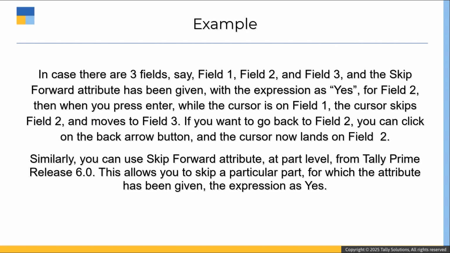Similarly, you can use the skip forward attribute at part level from Tally Prime Release 6.0. This allows you to skip a particular part for which the attribute has been given the expression as yes. This is an attribute which will take logical input as yes or no. By default, the value is set to no, meaning that the part won't be skipped unless specifically changed to yes.